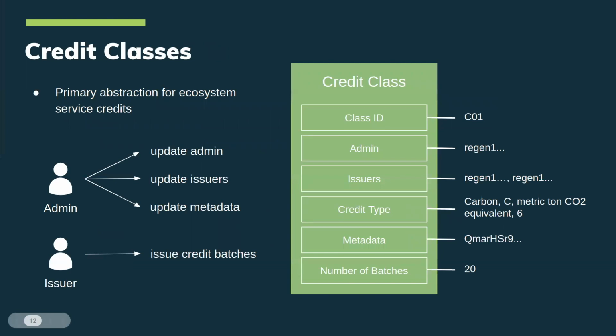So first off, credit classes, as I mentioned, this is the primary abstraction for ecosystem service credits, and credit classes are used to manage the issuance process. On the right here, we have an overview of what the properties are for a credit class as represented on chain. The first property there is class ID, and this is an auto-generated unique ID that is constructed from the credit type. So C01 in the example on the right is just a representation of what a credit class ID might look like, and that takes the abbreviation from the credit type, the C abbreviation, and 01 is the sequence number within that credit type.